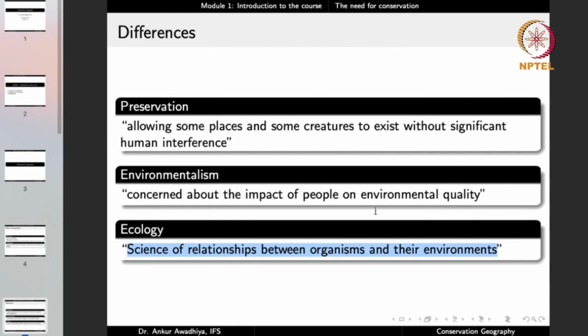And this environment includes not just the abiotic environment, meaning the air, the water, the land, but it also includes the biotic environment, other organisms that are living with the organism of interest. So when we say a relationship with the environment, we are talking about relationship with its predators, relationship with its prey, relationship with other competing species, relationship with pathogens, relationship with vectors, diseases, and so on.